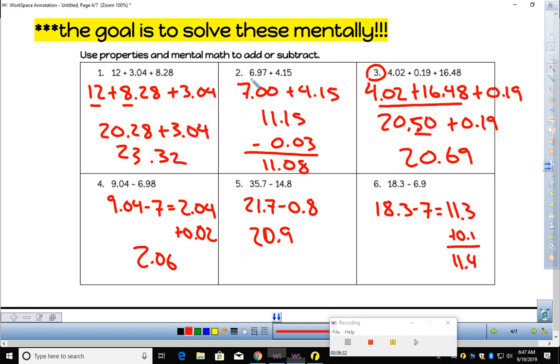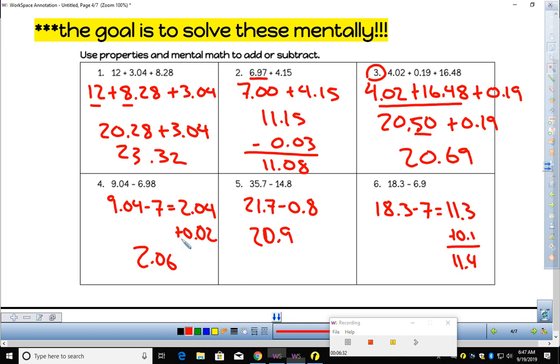Right here I made $6.97, 6 and 97 hundredths, into 7. So then I'm adding too much here, so I have to take a little bit out. Down here I subtracted too much when I made 6 and 98 hundredths into 7, so then I have to add that back in.